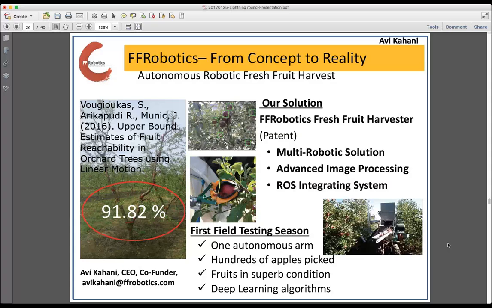The technique we are using to identify the fruit is based on deep learning algorithm, and we are using RGB cameras and time of flight for 3D location of the system. And we are using PLC to control all the robotics arm integrated with the ROS as the infrastructure of the entire system.